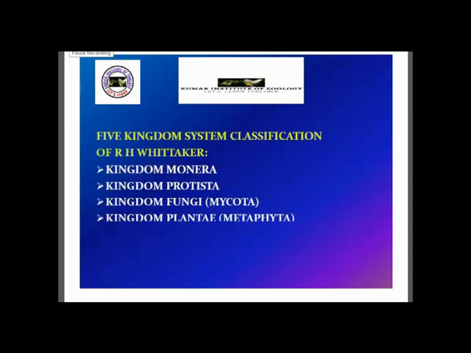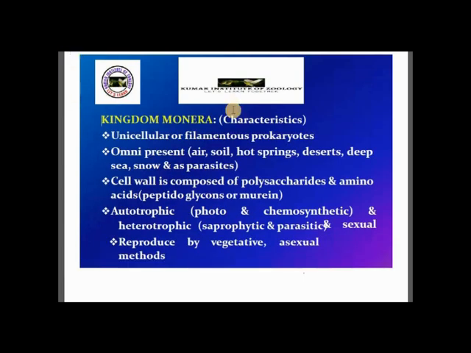So, the five kingdom system of classification was given by Robert Whittaker. They are Monera, Protista, fungi also called Mycota, Plantae also called Metaphyta, and Animalia. These are the five kingdom structures. Now the first kingdom in the Whittaker classification is Monera.